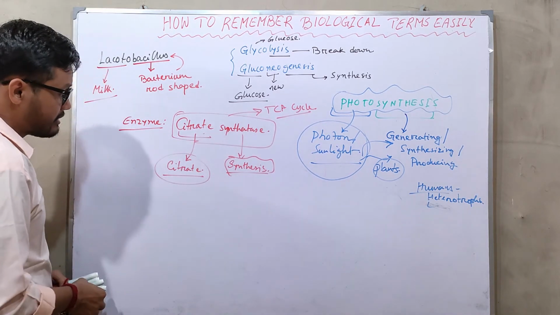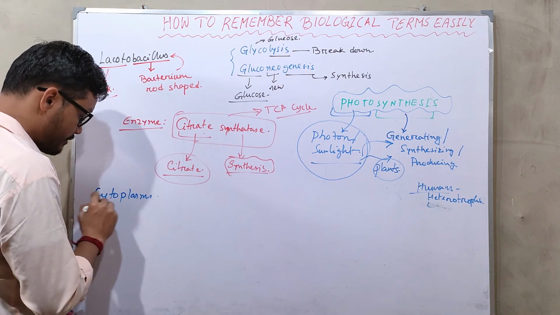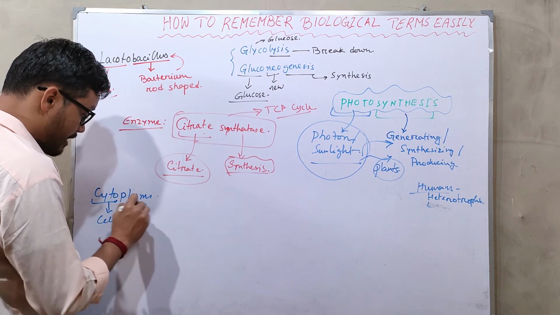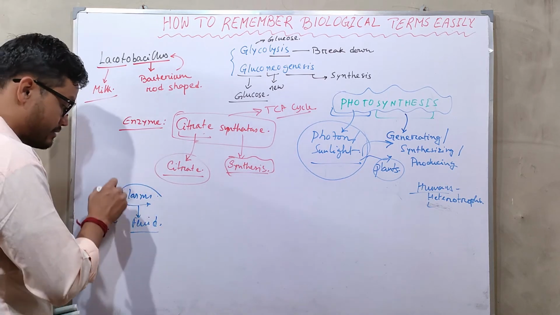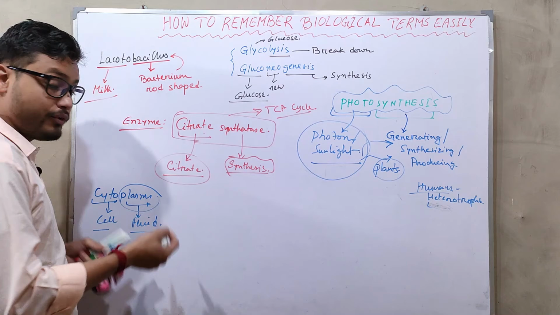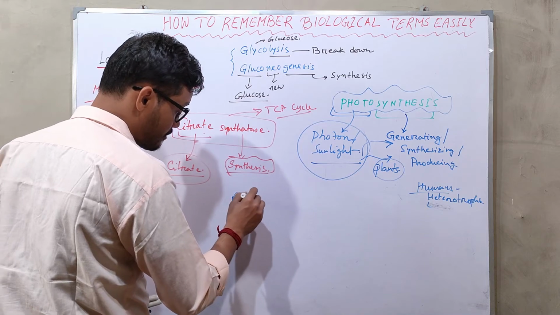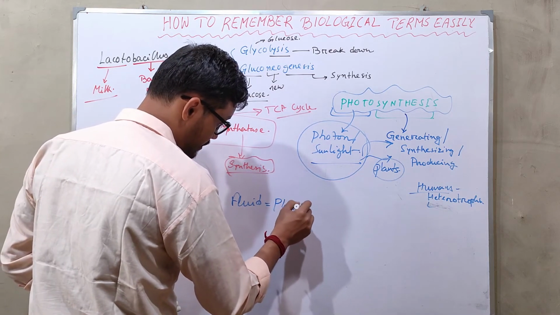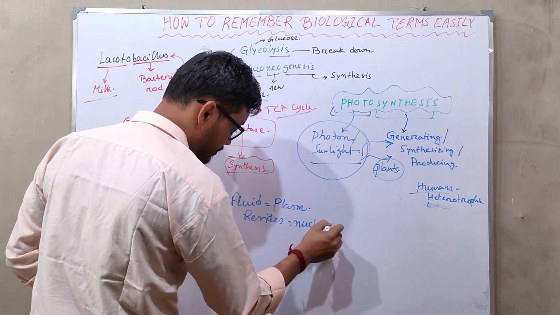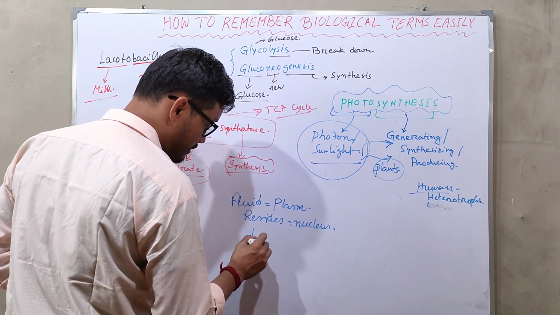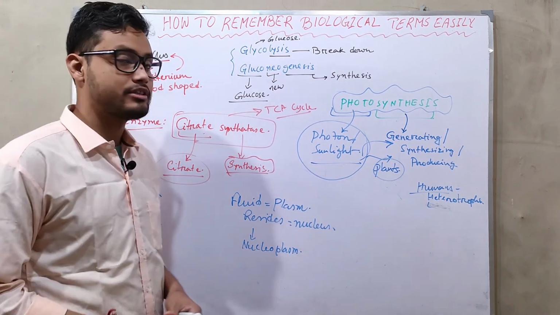Another example is cytoplasm. Cyto comes from cell and plasm comes from fluid. So any kind of fluid part is known as plasm. Whenever the fluid resides inside of the cell, it is known as cytoplasm. If the fluid or plasm resides in the nucleus, then it is known as nucleoplasm. So those are various examples of splitting the terms.